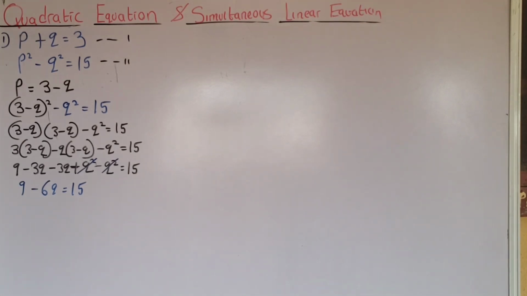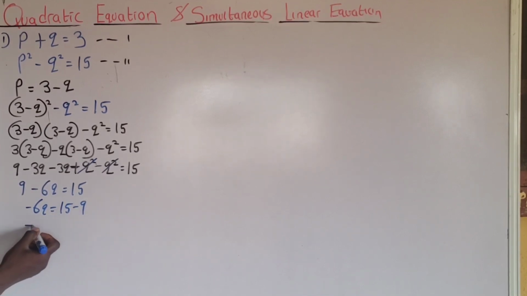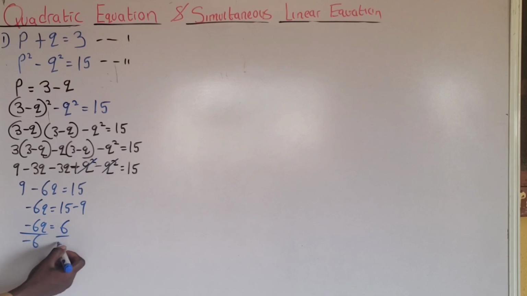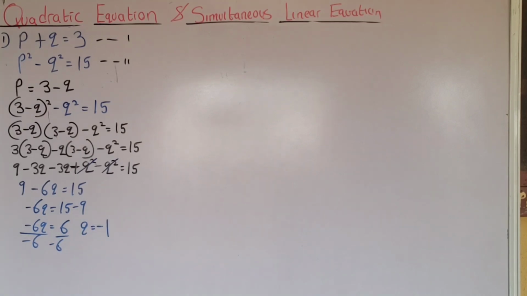Now if you take this 9 to the other side of the equation, we are going to have negative 6q equals 15 minus 9. 15 minus 9 gives us 6. So negative 6q equals 6. Divide both sides by negative 6. So q will be equal to negative 1. So the value of q is negative 1.